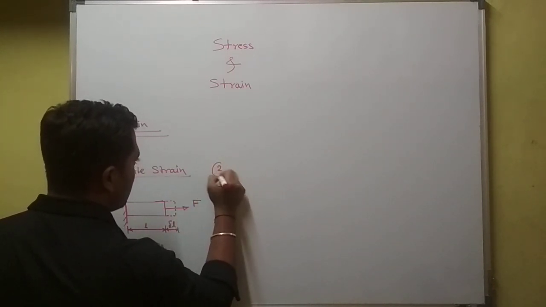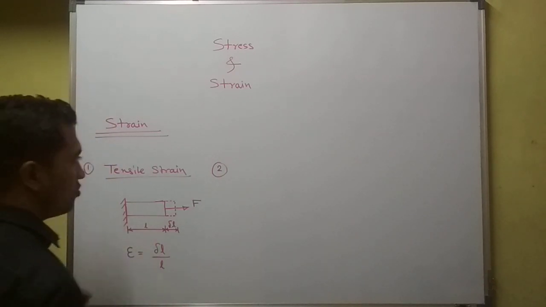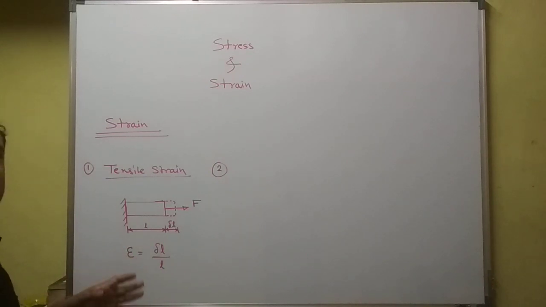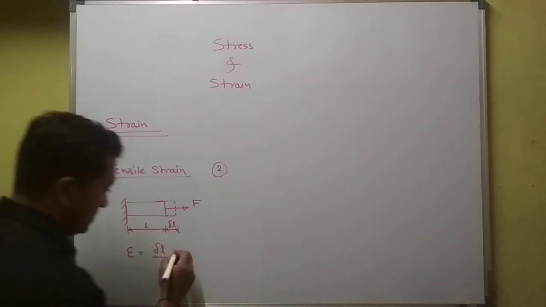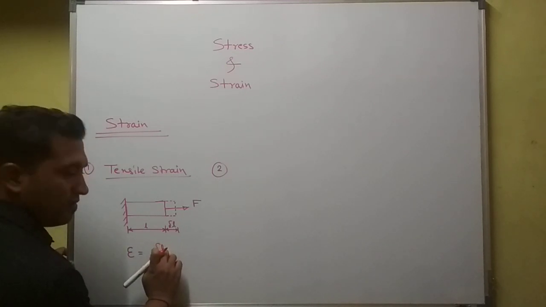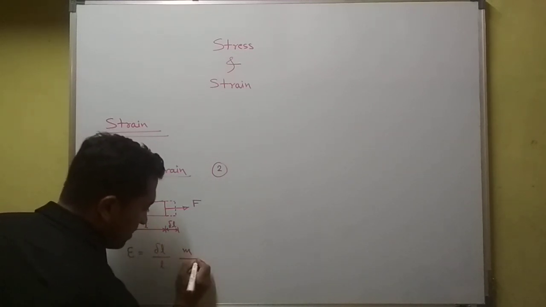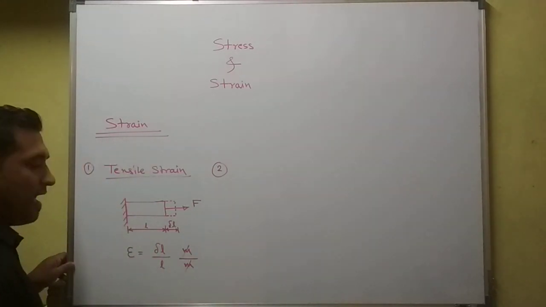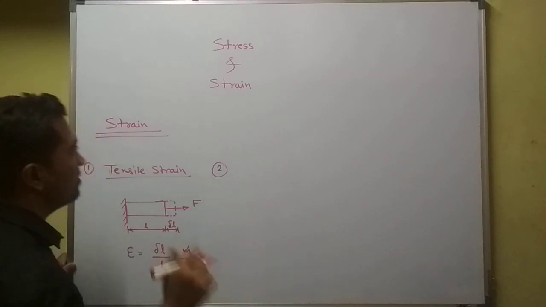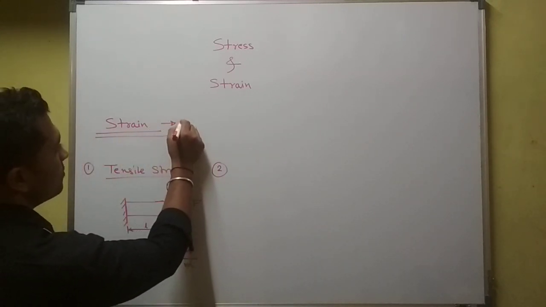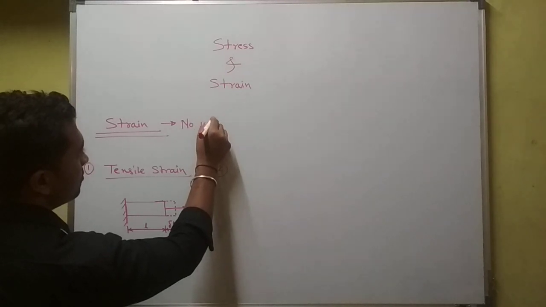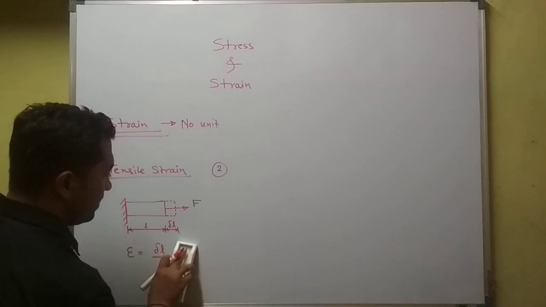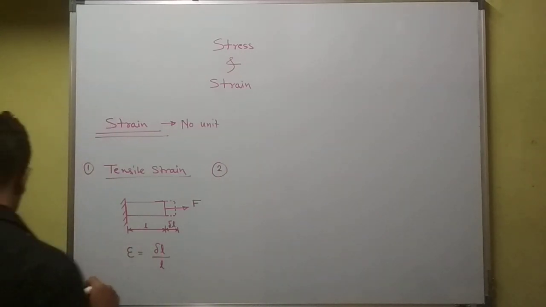Before going to compressive strain, what is the unit of this? Unit of length is meter, and unit of length is again meter. Meter will get cancelled and there will be no unit for strain. Understood? Okay.